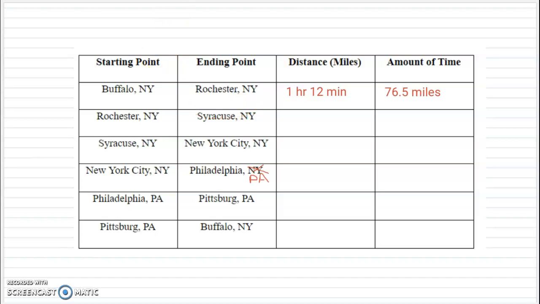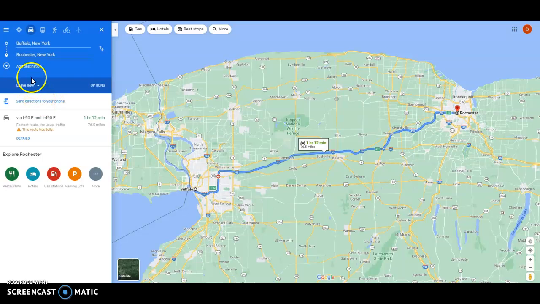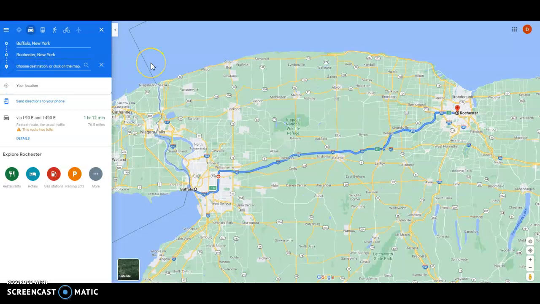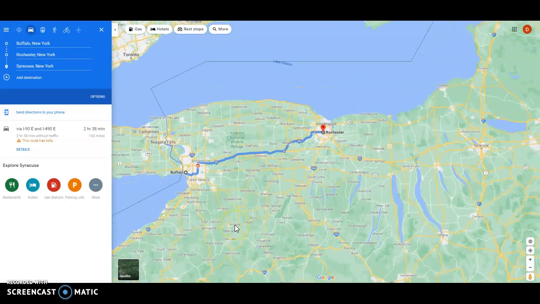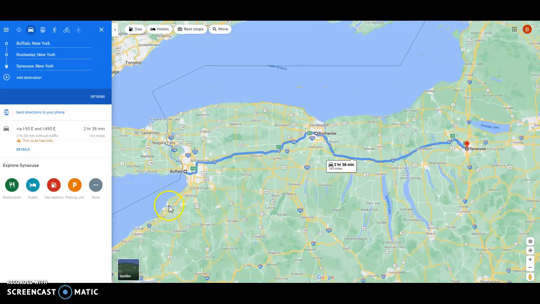So let's hop back over to Google Maps. The easiest way to add on another stop is just to come down here to add destination. I'm going to hit that plus sign, and a new line is going to pop up. So now I'm going to type in Syracuse, New York. And you'll notice it adds it right on to the trip, and now I can see my stop at Buffalo, my stop at Rochester, and my stop at Syracuse. And these are the values that we're going to put in the chart. So again, it's the whole total for the trip so far. It's 2 hours, 38 minutes, and 163 miles.